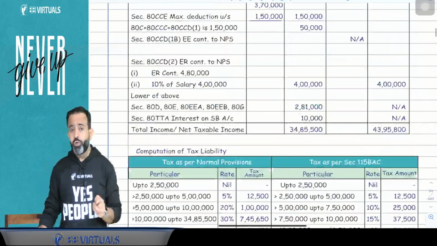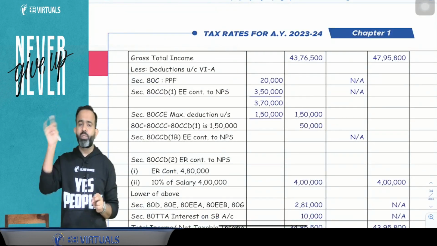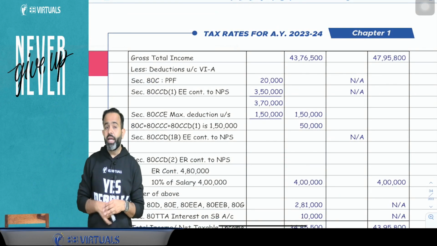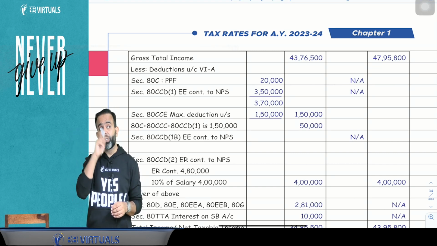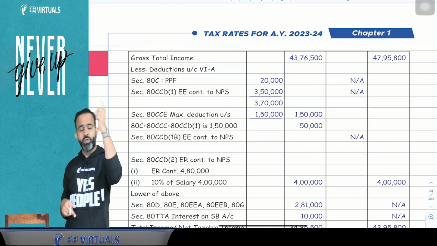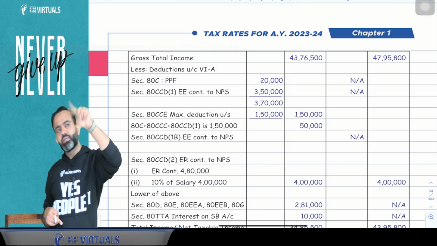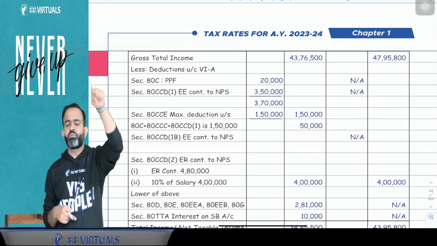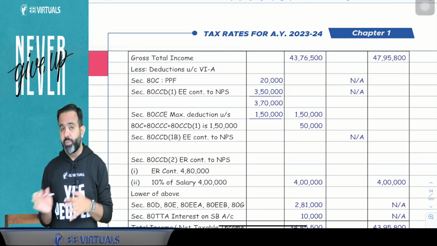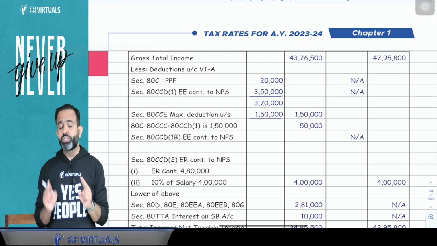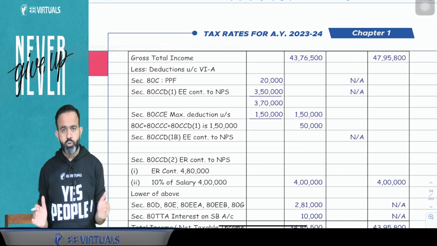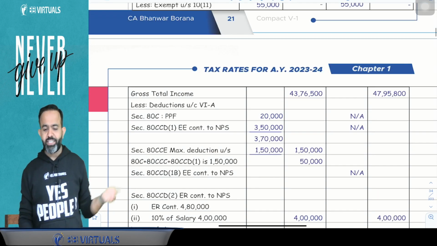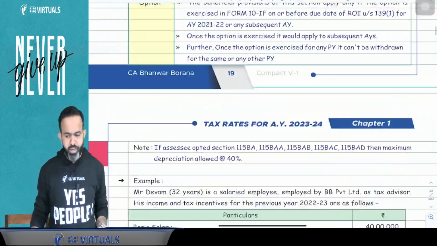What you will do, just check the suggested answer of the May 2022 examination. In the May 2022 examination, I think the first question was related to 115BAB, and in the December 2021 examination, there was one question related to 115BAA. So you have to check those 2 questions, and from them you have to understand what is the application of 115BAB and 115BAA.